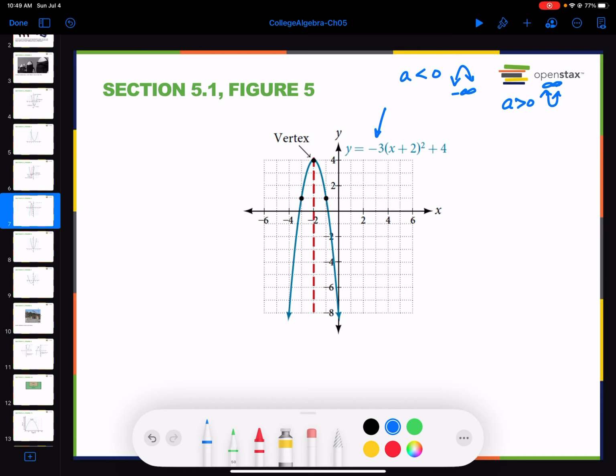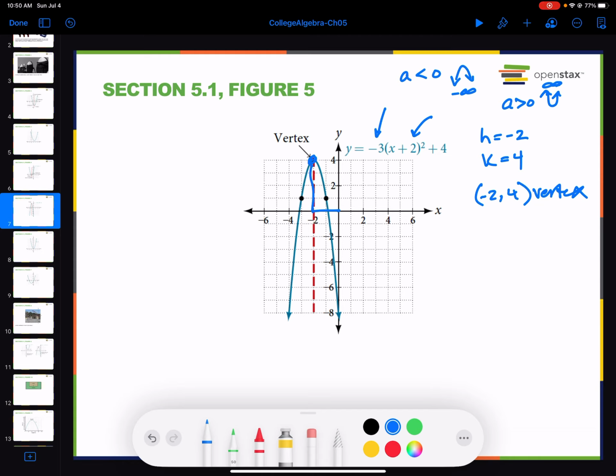So now let's go ahead and pull out the vertex from this formula. So remember, this was negative h, so that means our h equals negative 2, and our k equals 4. So that's going to be negative 2, 4 is the vertex. And we can confirm that. Go to negative 2 and up to 4, there's our vertex.